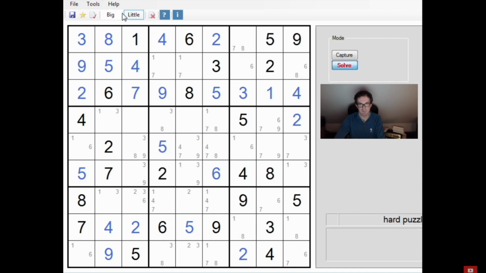We need to place a 7 here, so this is going to have to be a 7. 6 and 8 there. 7, 1, 7. 2, 2, 2, 2. So this must be a 2. Oops. This must be a 2.